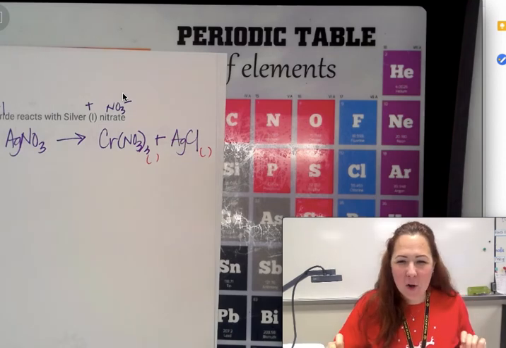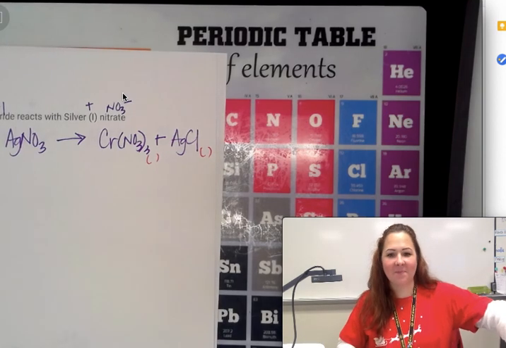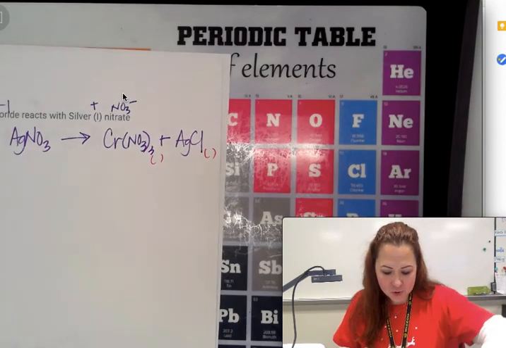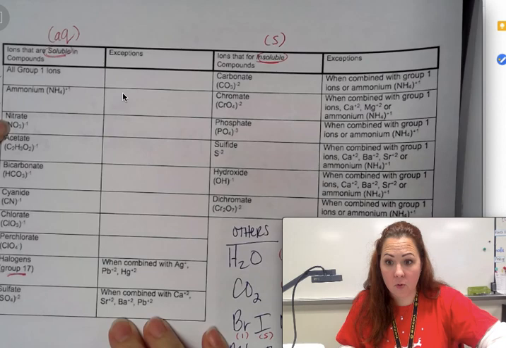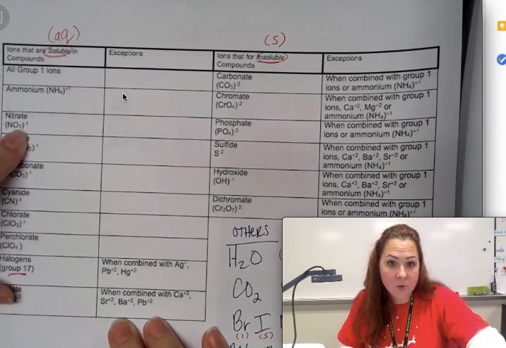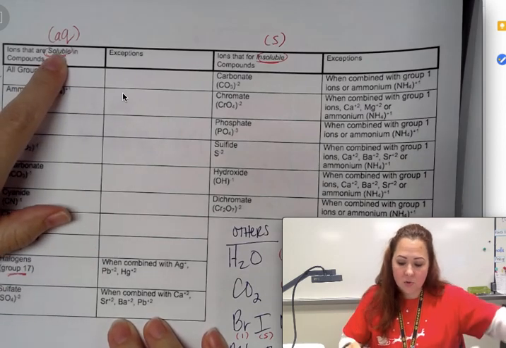So I have chromium with nitrate on the next one. With my chromium with my nitrate, nitrate is right here. There is no exception to that rule. Nitrate is always going to be aqueous. So this one is AQ.